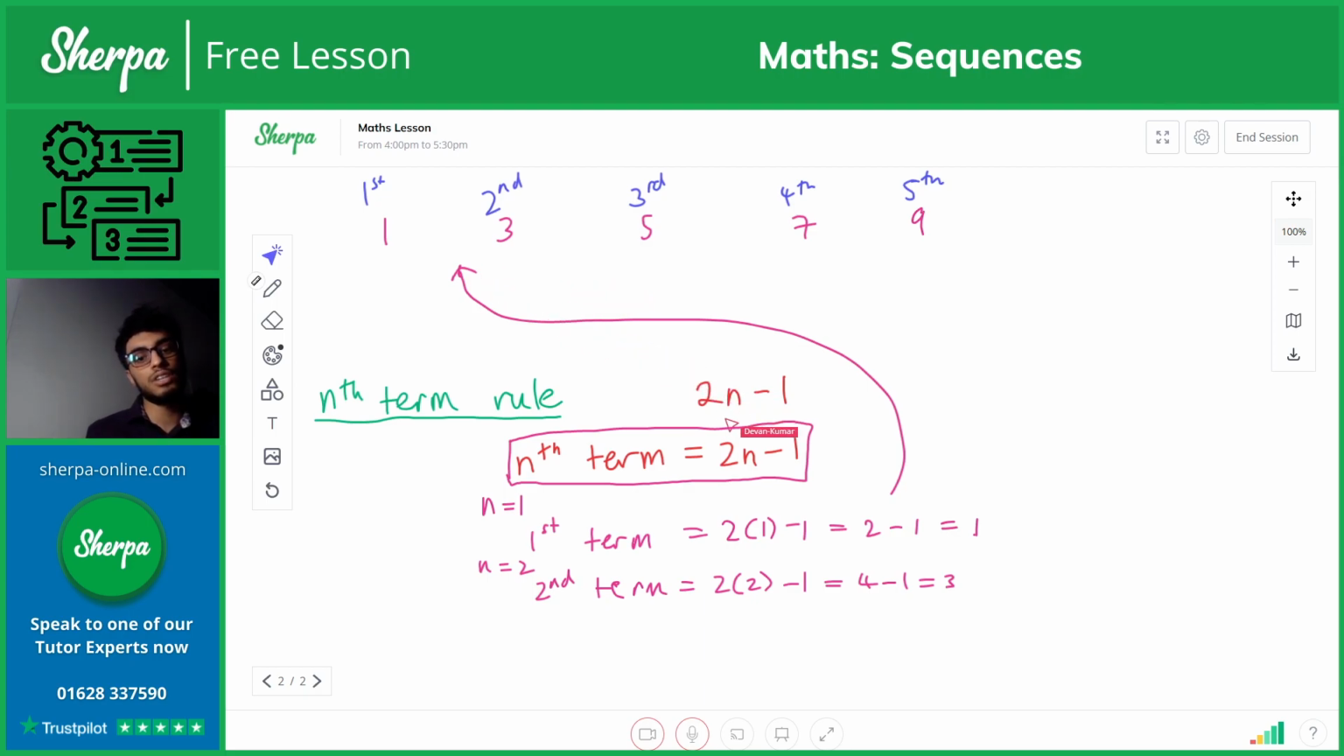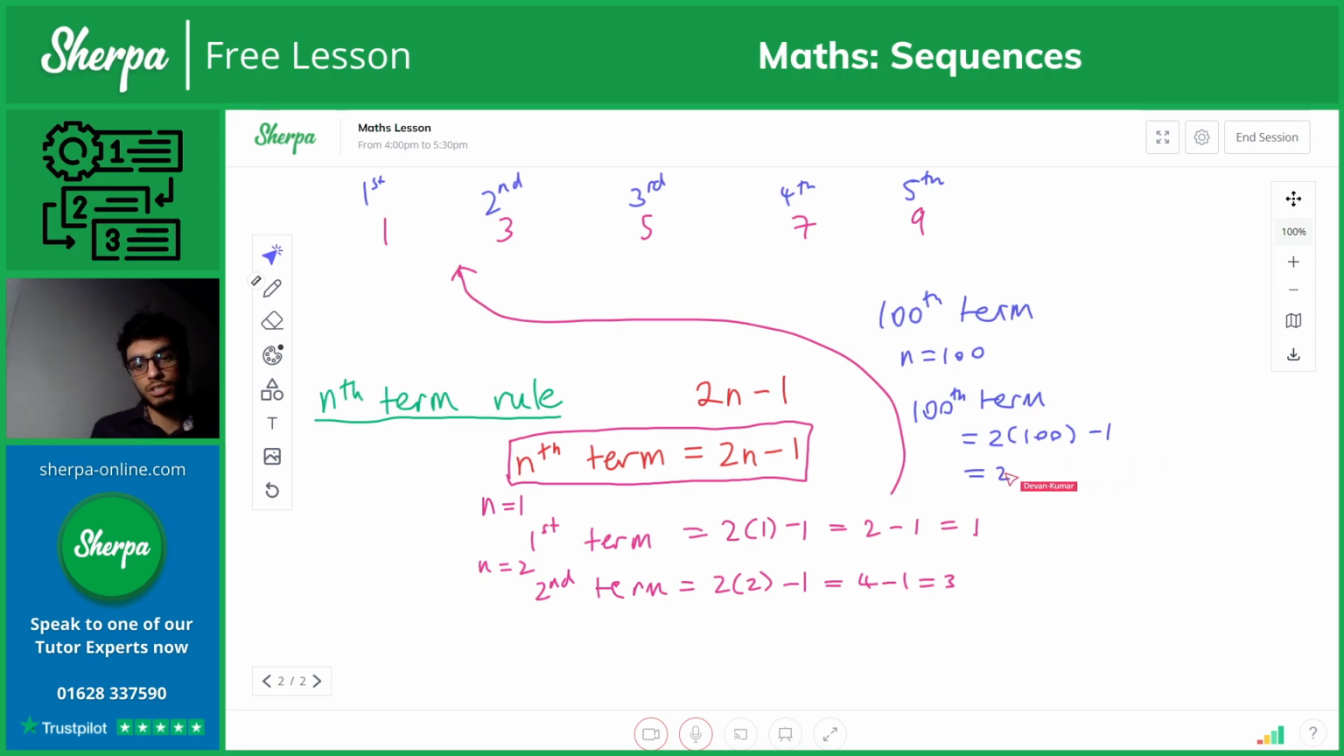So this is what an nth term is, and when you replace n with any number, you can find out what that term in the sequence actually is. So if a question was, well, I know what the first, second, third, fourth, and fifth terms are, but I want to know what the 100th term is, not a problem. I replace n with 100. Based on this formula, the 100th term is 2 times 100 minus 1, which is 200 minus 1, which is 199.